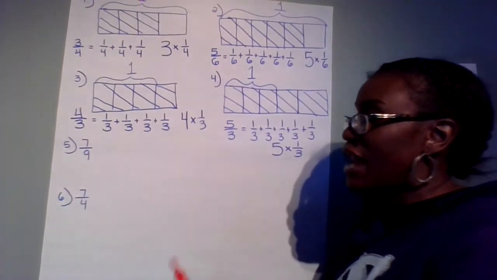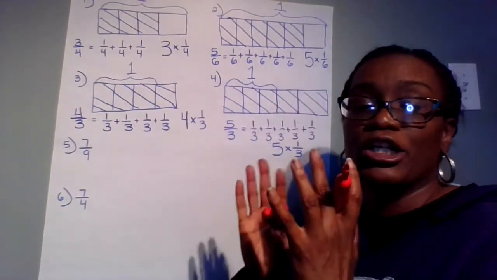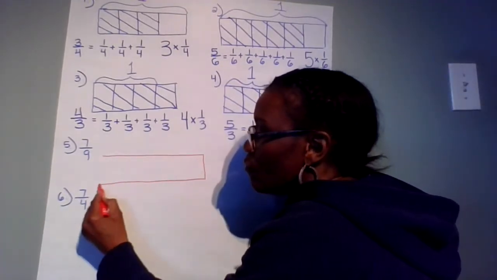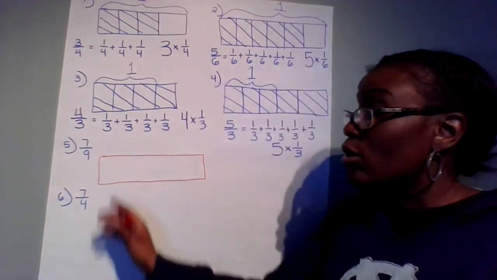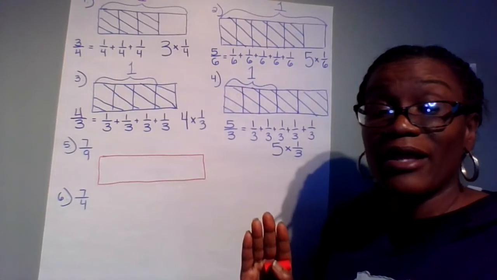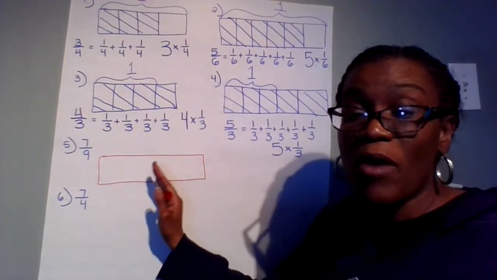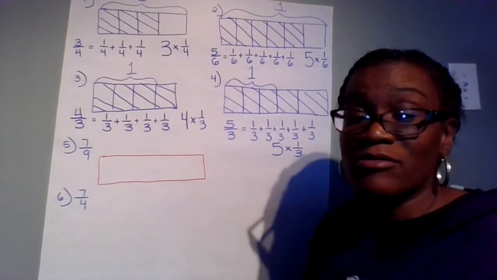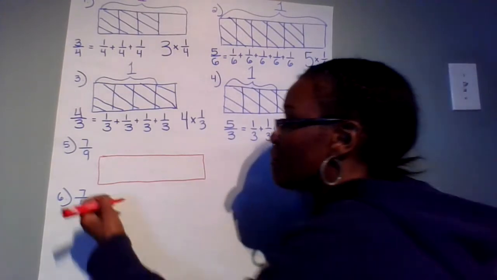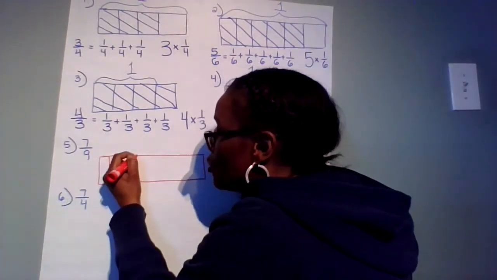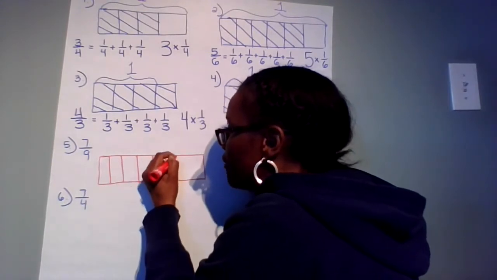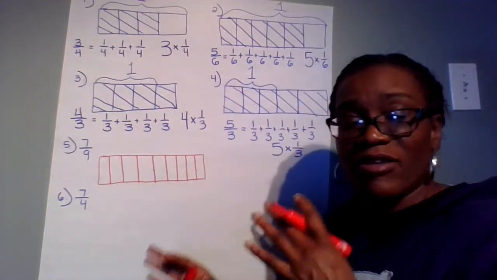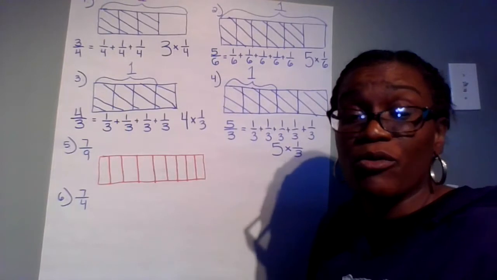So here we have 7/9. The first thing we need to do is draw a rectangle. Doesn't have to be perfect. Now remember, the denominator tells you what? That's right, how many parts you have. So we need to make this into 9 parts. In order to make it into 9 parts, we're going to draw 8 lines. 1, 2, 3, 4, 5, 6, 7, 8 lines. I know my pieces aren't exactly equal, but it's okay for what we're doing right now.